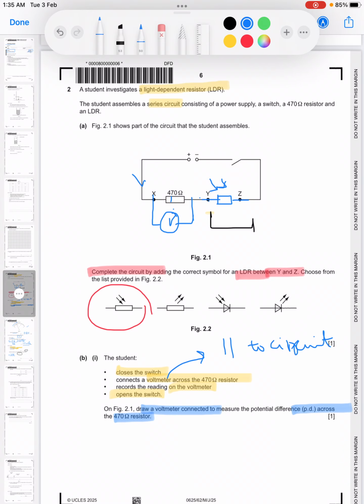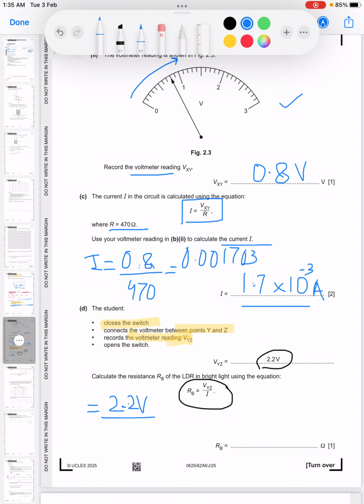Why are we using the same current? Because our circuit is in series, right? The resistor and LDR are in series with each other, so the value of the current is the same. Just substitute the value 1.7 times 10 raised to the power minus 3. You will get the answer for part D, and it comes out to be 1294 ohms. I am just rounding off. You can check it, you will get 1294.117.